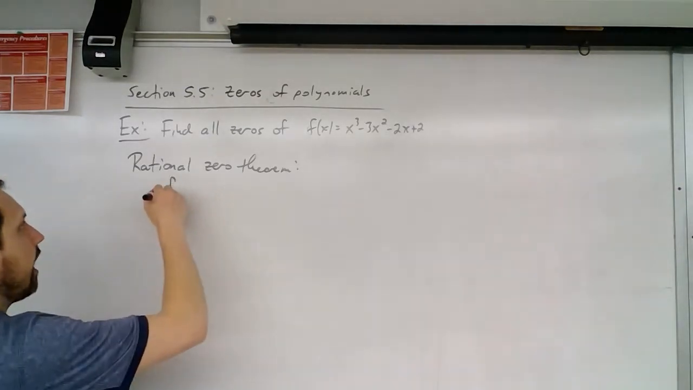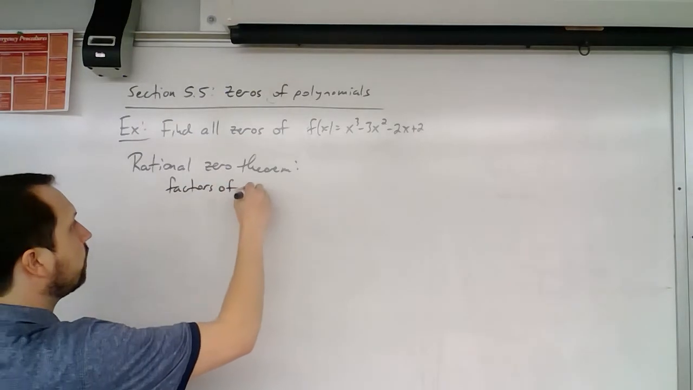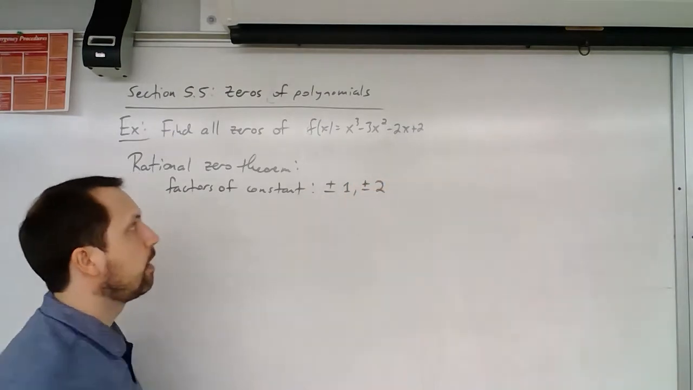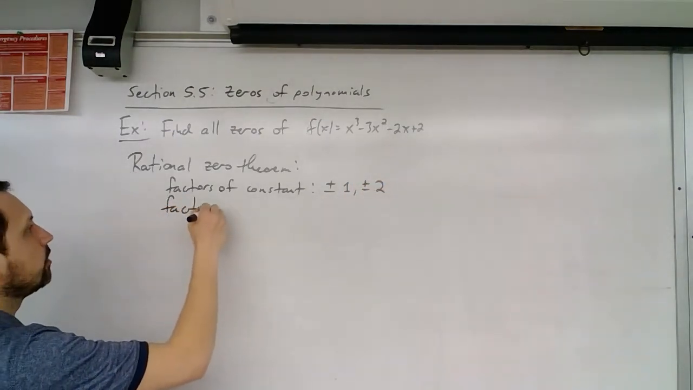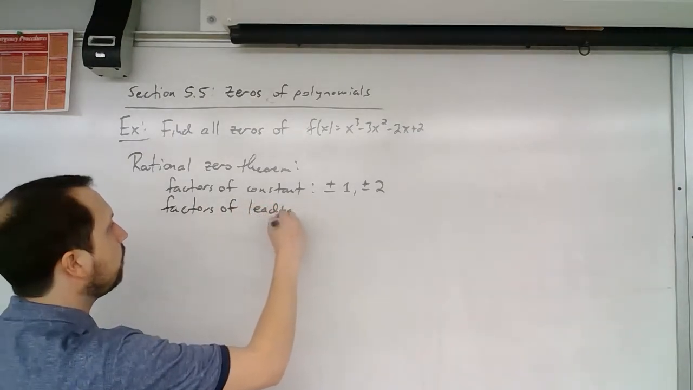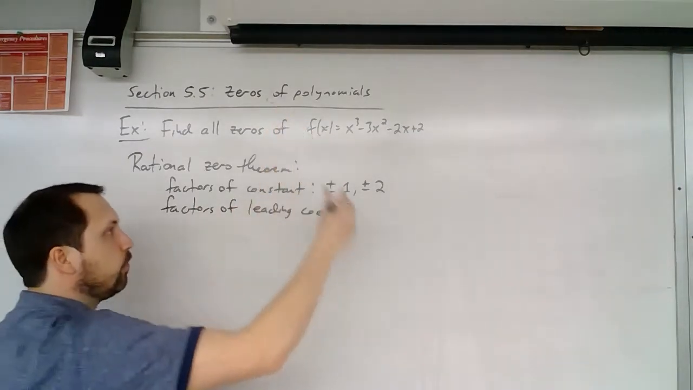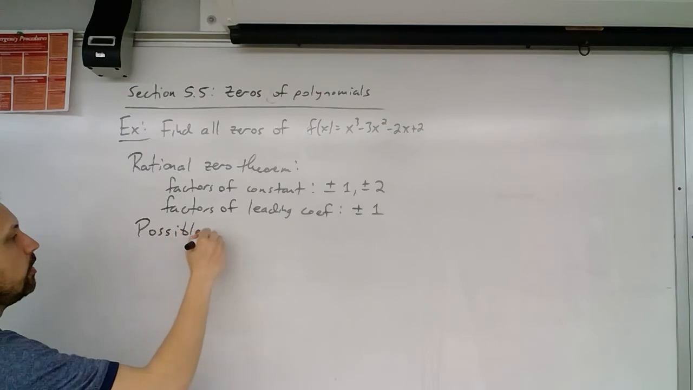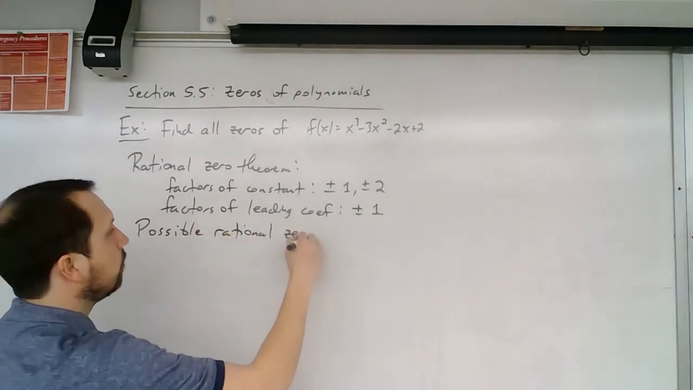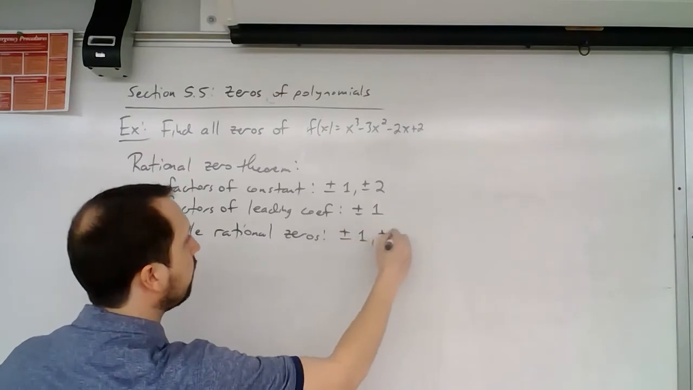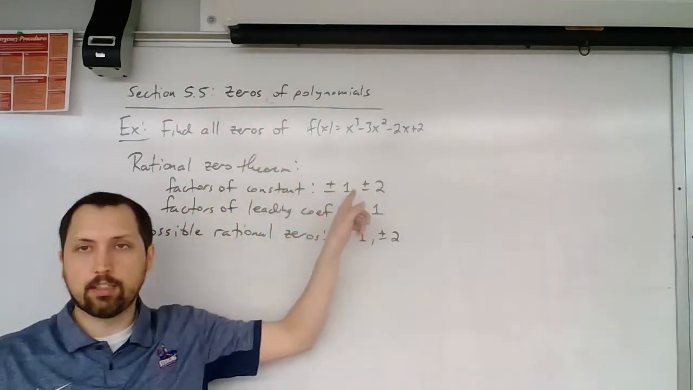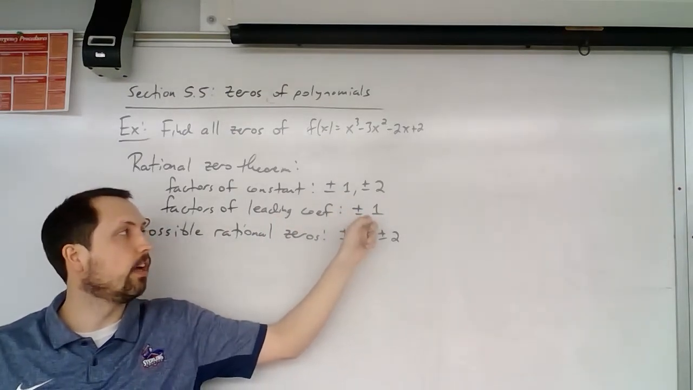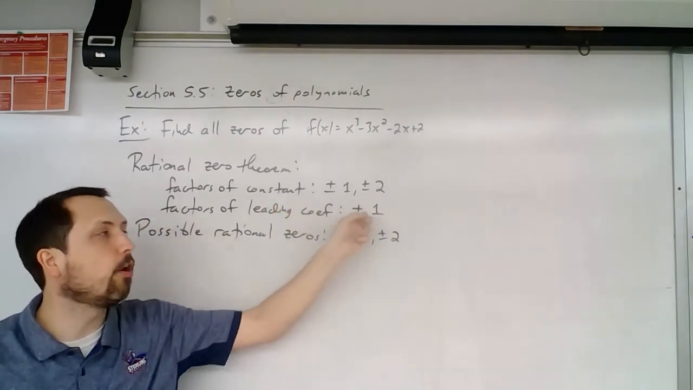So what we look at is factors of the constant term. Our constant term is 2, so our only factors are plus or minus 1, plus or minus 2. And then we look at factors of the leading coefficient. The only factors of 1 are plus or minus 1. So the only possible rational zeros are going to be plus or minus 1 or plus or minus 2. Because remember, the constant gives the numerator, and the denominator is found from the factors of the leading coefficient.